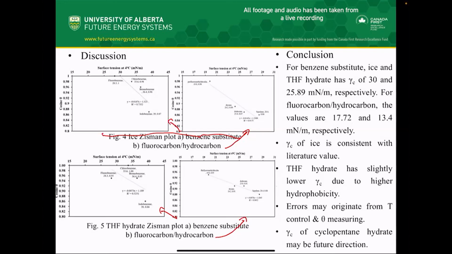Okay, and then we also analyzed our errors. We think they may originate from temperature control or contact angle measuring. And next step, our goal is to measure the gamma C of cyclopentane hydrate.